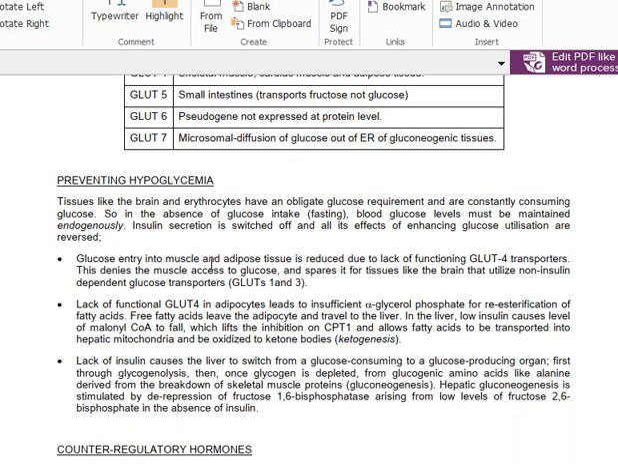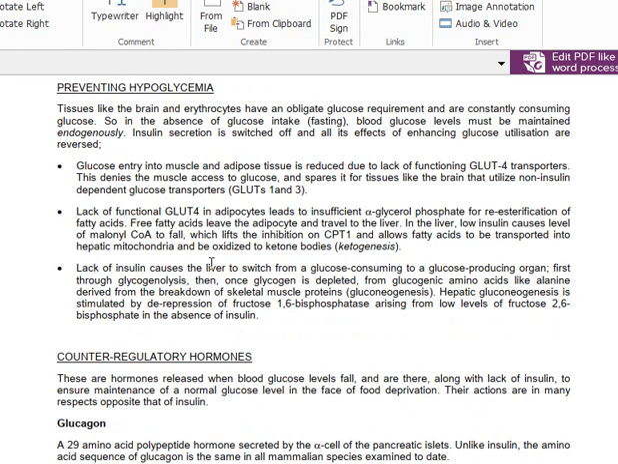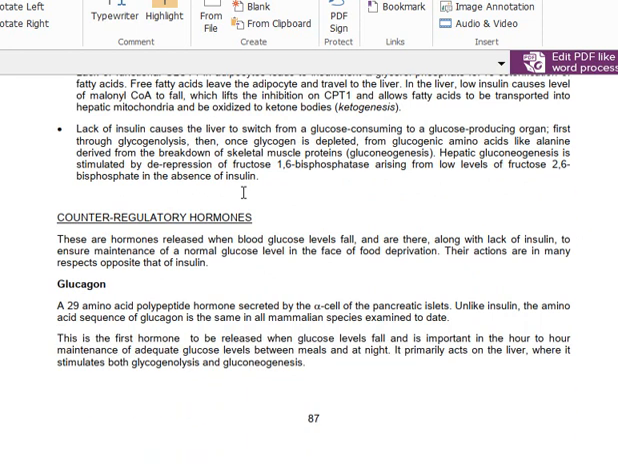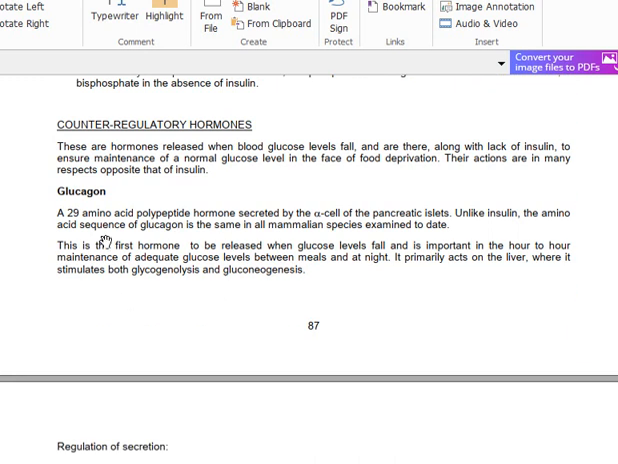So we are finished with how to prevent hypoglycemia. All those are the methods. The next is the counter-regulatory hormones of insulin. The first counter-regulatory hormone of insulin is going to be glucagon. Glucagon is a 29 amino acid polypeptide that is secreted by the alpha cells of the pancreatic islets of Langerhans. Is it clear?